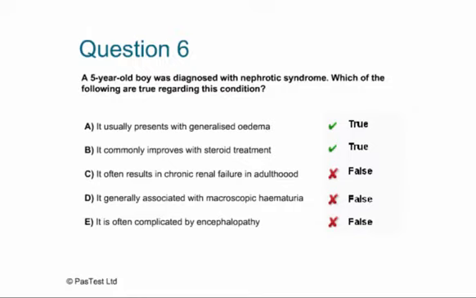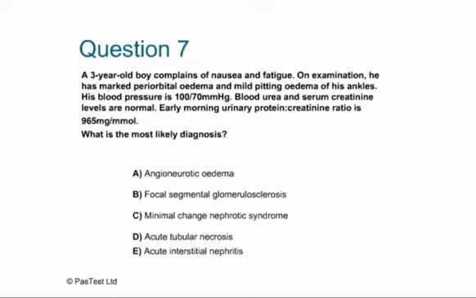Let's think about another question. Question 7. A 3-year-old boy complains of nausea and fatigue, and on examination he has marked periorbital edema and mild pitting edema of his ankles. His blood pressure is 100/70 millimetres of mercury. Blood urea and serum creatinine levels are normal. An early morning urinary protein to creatinine ratio is 965 milligrams per millimole. So of this best of 5, which is the most likely diagnosis?